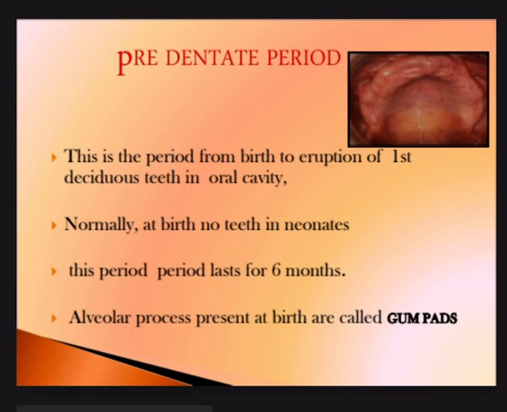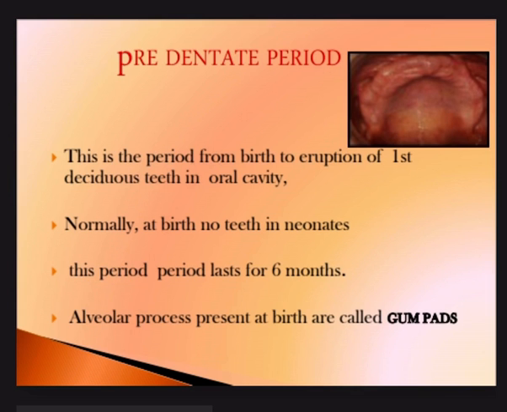This period from birth to the eruption of the first deciduous teeth in the oral cavity, that is till 6 months, is called the pre-dentate period. Normally at birth there are no teeth present. This period lasts for 6 months, and the alveolar processes present at birth are called gum pads. What you are seeing in the picture are gum pads. Only gums are present. As the picture suggests, they are pink, horseshoe shaped, and covered by a dense layer of periosteum. These are the features of the gum pad.